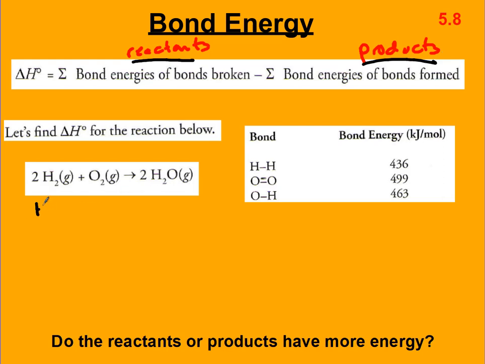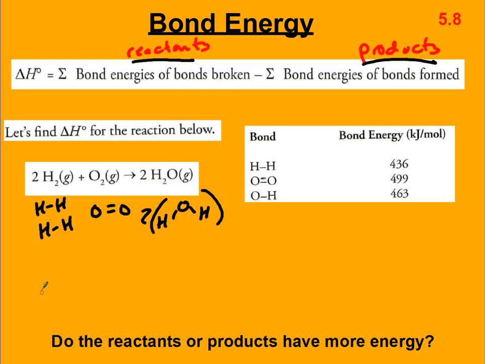Sometimes it helps if you draw the molecules out. So in this case I have HH, but I have two HHs. So I can either put a 2 in front like that, or I can draw the molecules out twice so I can see that I have to break 2 HH bonds. I have an OO and I have 2 waters. So again, I can draw it twice, or I'm going to put parentheses around this one.